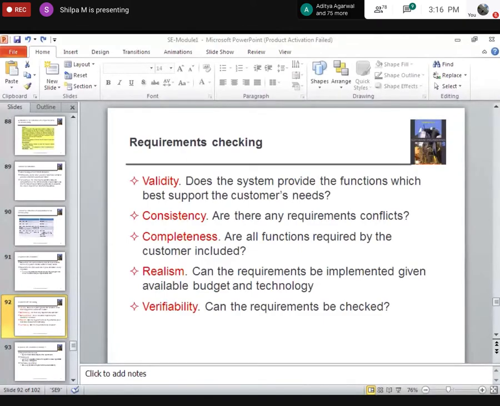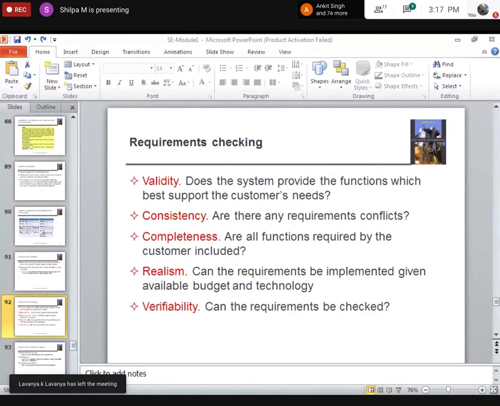Realism, can the requirements be implemented given the available budget and technology? Something which is unachievable, that cannot be put here. You should check it. I mean, yes, some things technology-wise you cannot. But if you say, I will get you a latest configuration laptop, budget is only 10,000, is it achievable? Is it real? Will you get any high end, current technology laptop for 10,000? Is it possible? No, right? You can't put such kinds of statements within your requirements. Even though you're not technical, you don't know anything about laptops, will you not have an idea that you won't get it for such a small amount? Something like that. So you should take care of all this.